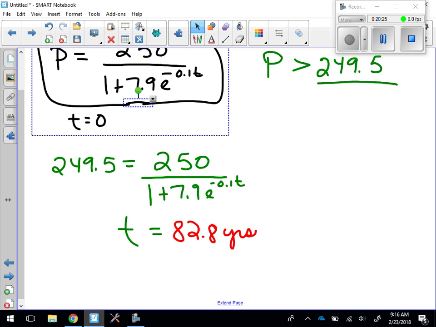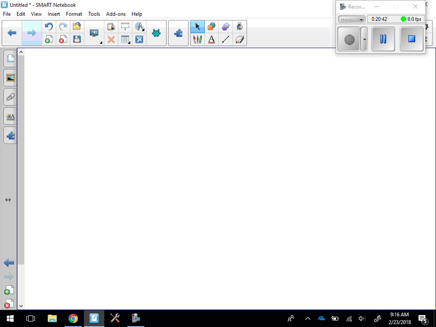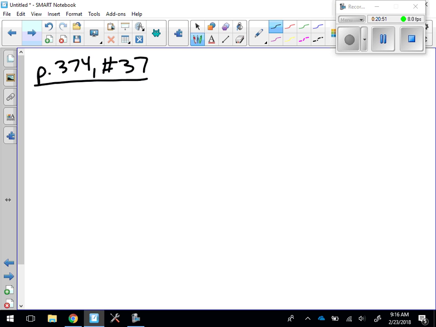Okay. The last problem that I want to do is actually a journal problem, but it's one with a table. So let's look at the one with the table. Everybody got what they need off of here? There wasn't really a lot. Did you guys get the right answer in the back? All right, let's do page 374, number 37. If somebody would read that for us, please.